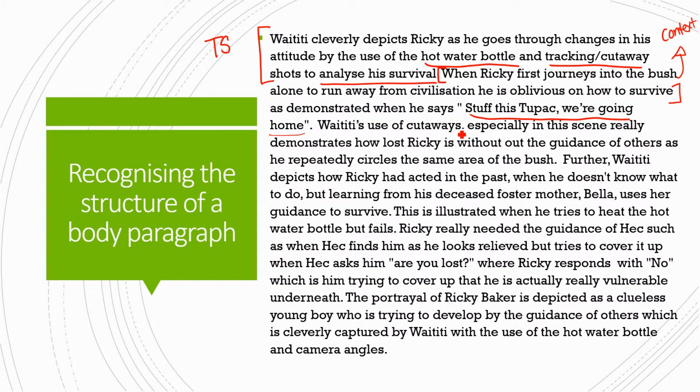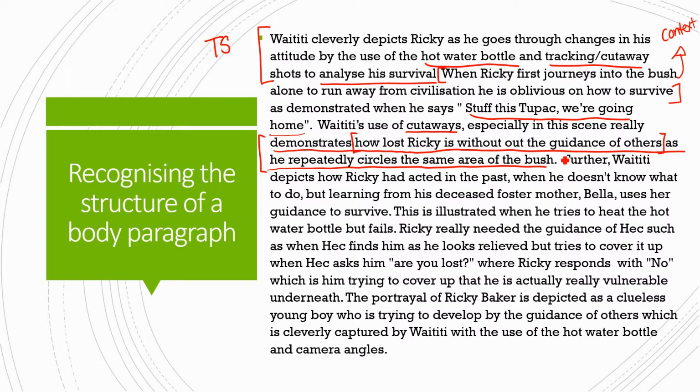YTT's use of cutaways, once again another piece of evidence, especially in this scene, really demonstrates how lost Ricky is without the guidance of others, as he repeatedly circles the same area of the bush. This part here, how lost Ricky is without the guidance of others, is really explaining how Ricky feels and proves to us that he was actually oblivious. This is what we need, a few sentences to explain why YTT uses the film technique cutaways to show us, what do we perceive from this. This is what I need to know.